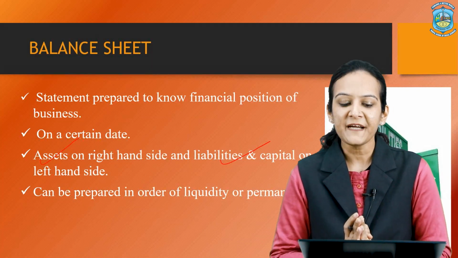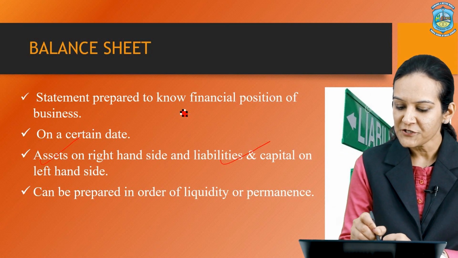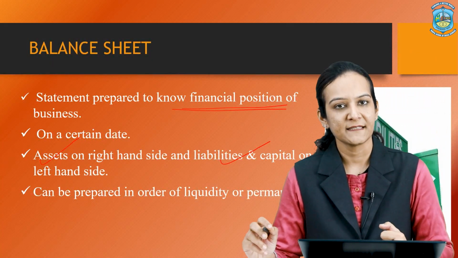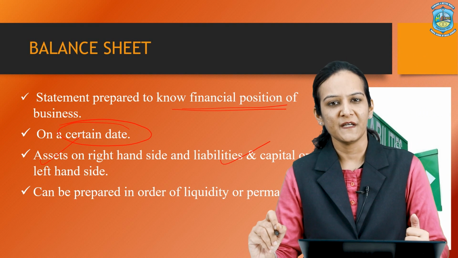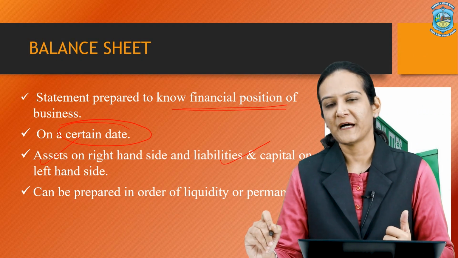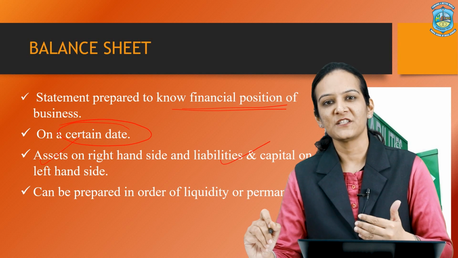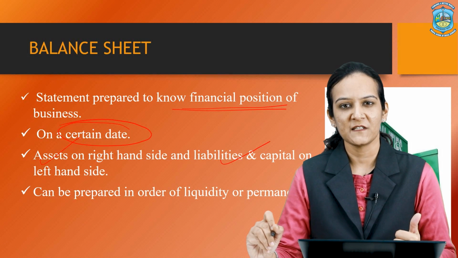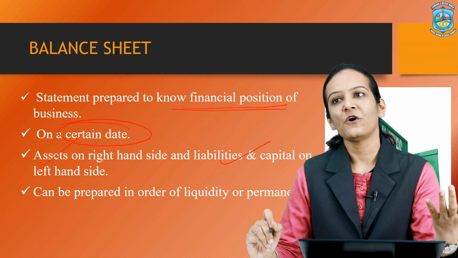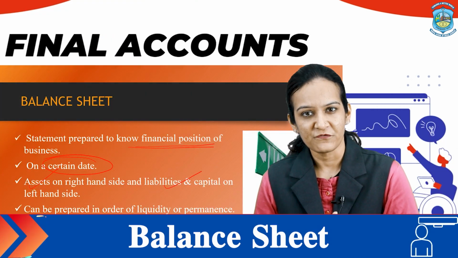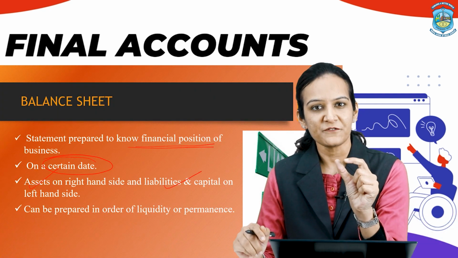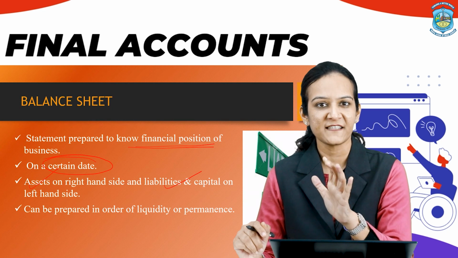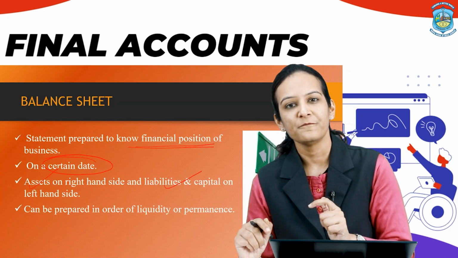Now why is balance sheet prepared? Balance sheet is prepared to know the financial position of the business in terms of assets and liabilities, and balance sheet is always prepared on a certain date. This is again a very special characteristic of a balance sheet, that it helps us to understand the financial position of the business in terms of assets and liabilities on a particular date, that is on the year end, 31st March so and so. On 31st March, what is the financial position of the business? Not on 30th March, not on 1st April. Specifically on 31st March, what is the position of the business in terms of assets and liabilities? We get to know with the help of balance sheet.